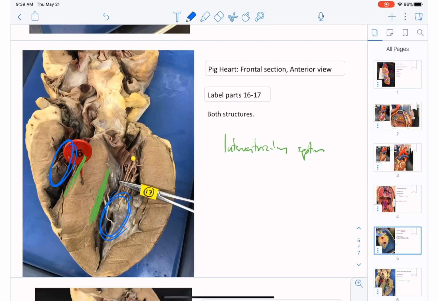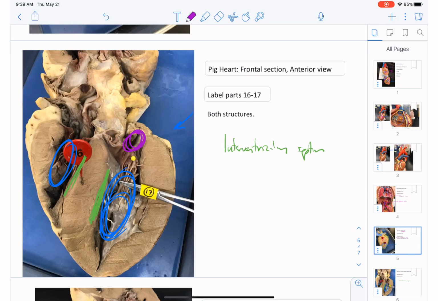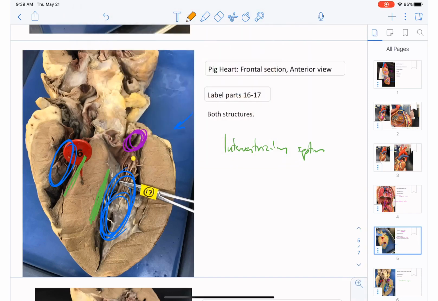Now let's take a closer look at the left side of the heart. And if this is all the left ventricle, then where do we find the left atrium? Well, that's the left atrium up there. And if you notice this thin, kind of flappy structure, that's a valve. And specifically, that is the left atrioventricular valve, or the bicuspid valve, also called the mitral valve.